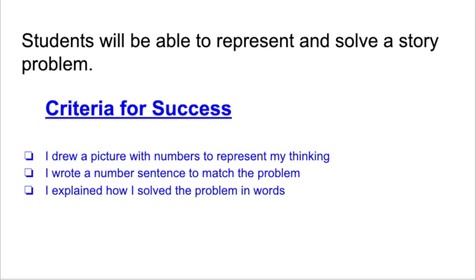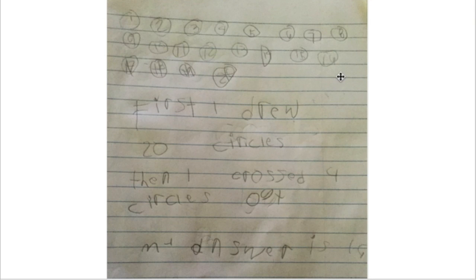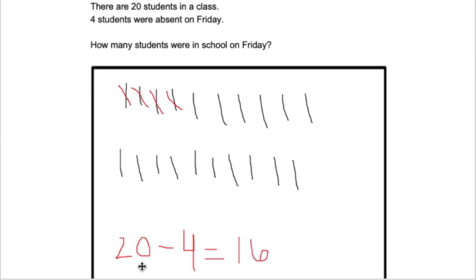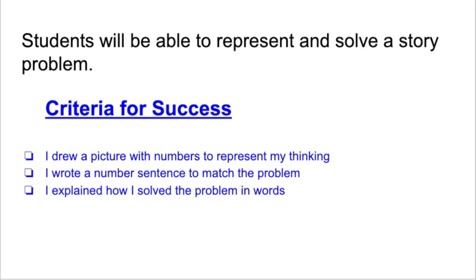So friends, that is our criteria for success today. Our objective is that students will be able to represent and solve a story problem. Our criteria for success: I drew a picture with numbers to represent my thinking, just like this friend drew a picture with numbers inside all of their circles. I wrote a number sentence to match the problem, just like this friend. They knew they drew 20, then they crossed out 4. They made sure their number sentence matched their problem. I explained how I solved the problem in words. First I, then I, my answer is.